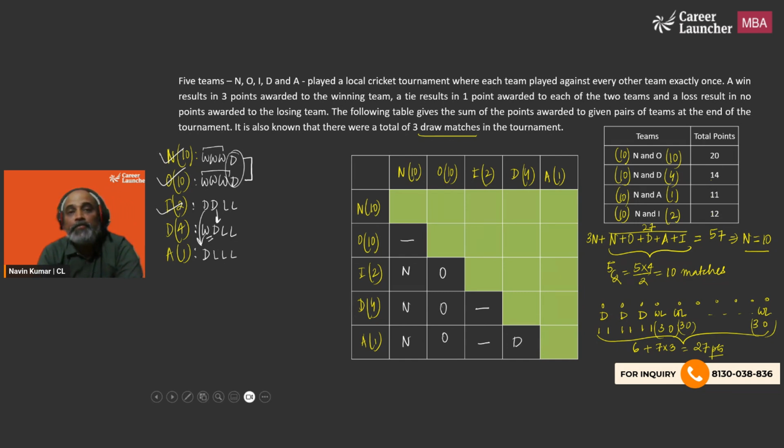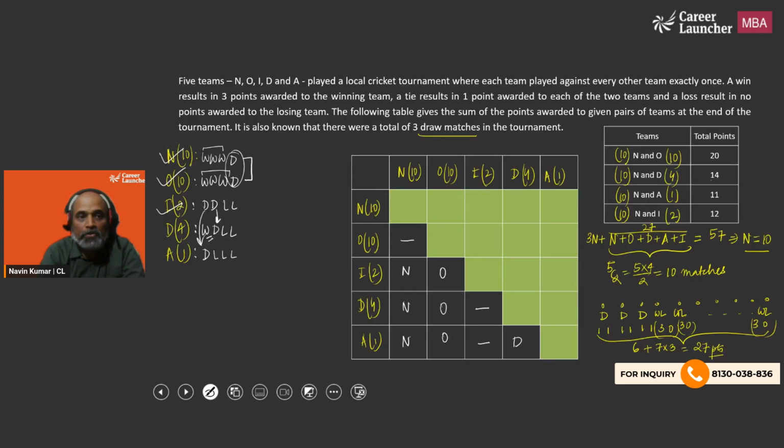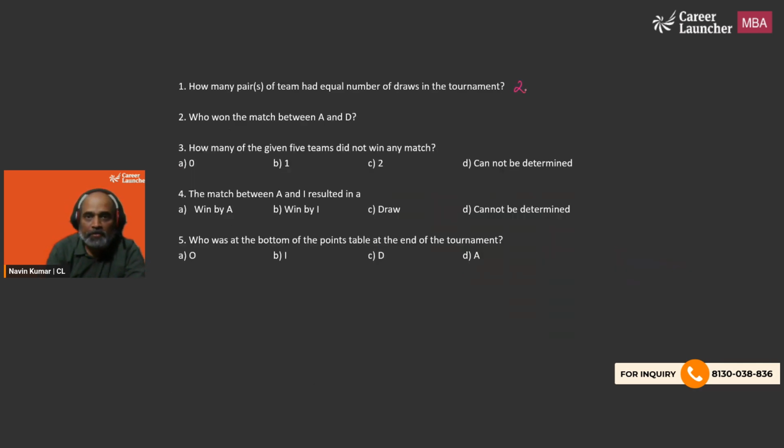So not only were we able to figure out the points awarded to each of the teams, we were also able to figure out the result against each of the teams. And then we also were able to figure out which team played against which team and what was the end result. Having completed this matrix, now we can go back and solve the questions. How many pair or pairs of teams had an equal number of draws in the tournament? So we can see that N and O, they had two draws. D and A, they had two draws. So that's two pairs of teams.